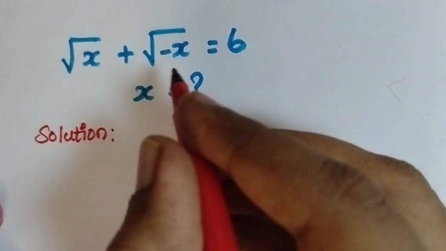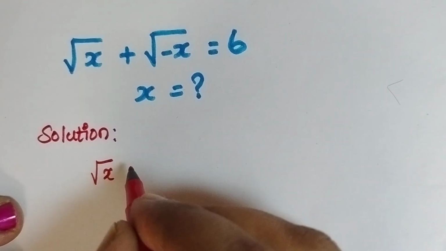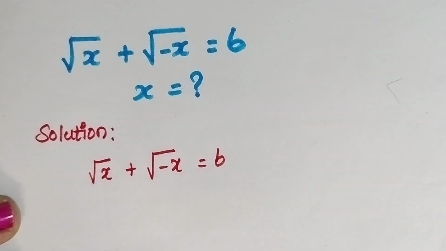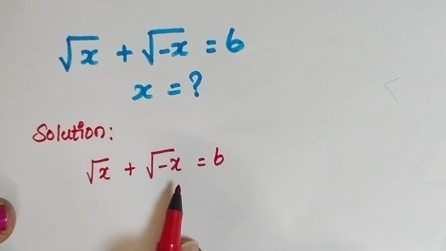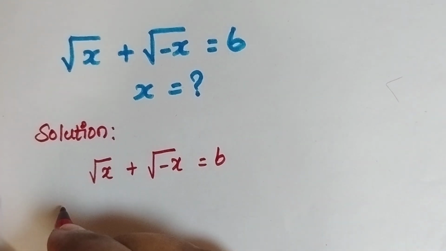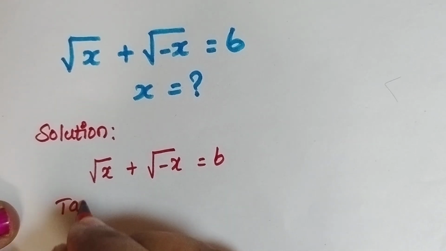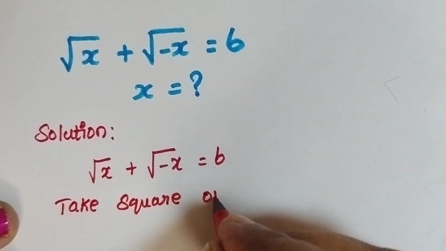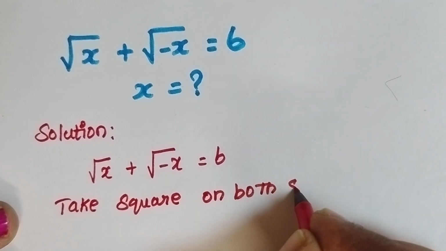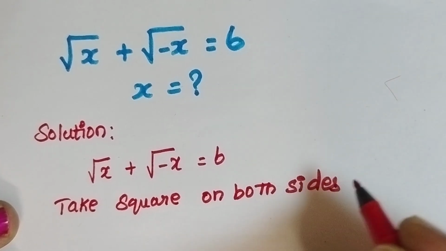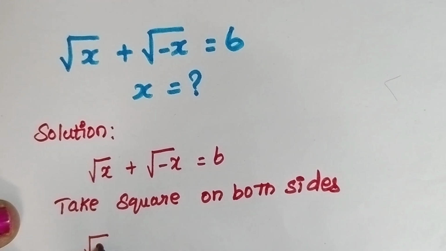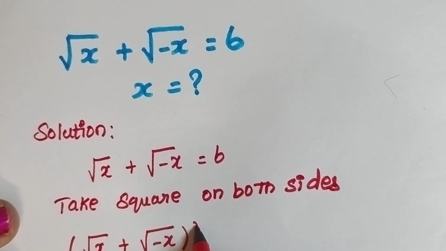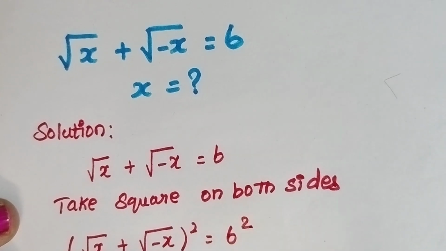Here the question is root x plus root minus x is equal to 6. So in order to remove this root, what do we have to do? I'm going to take square on both sides. So this equation becomes root x plus root minus x the whole square, which is equal to 6 square.